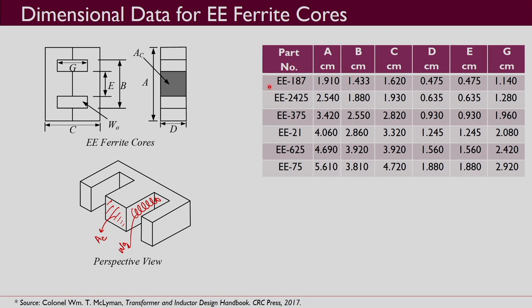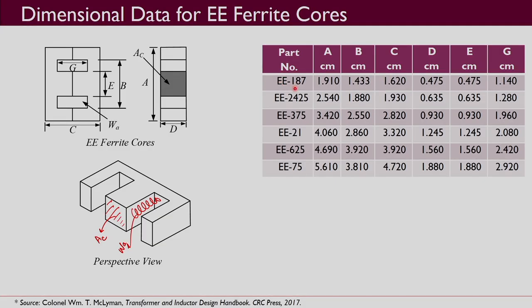Now these are given for different part numbers, because these EE cores are available in different sizes. So different sizes are given different part numbers. For EE 187, for example, this A, B, C, D, E, G data is given. Similarly, for other core sizes also, this data is given. So this is what you should be noting down from the manufacturer's data sheet, because these are required for designing the magnetics.